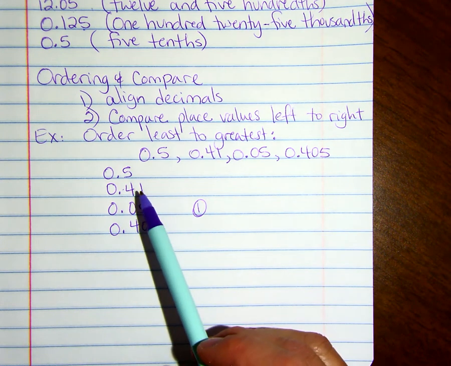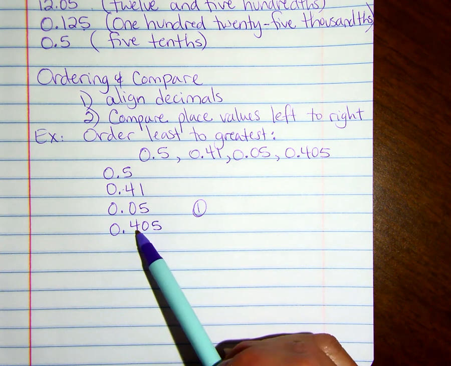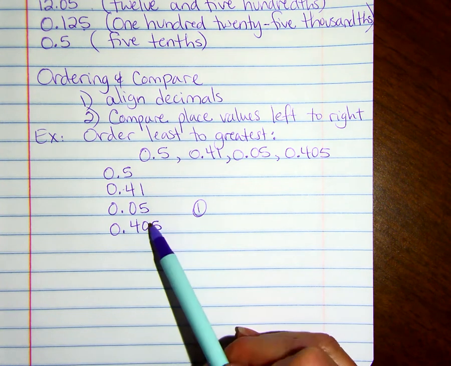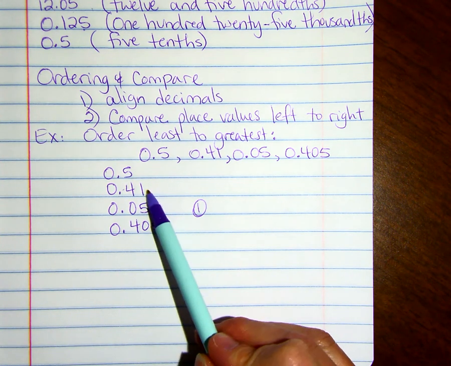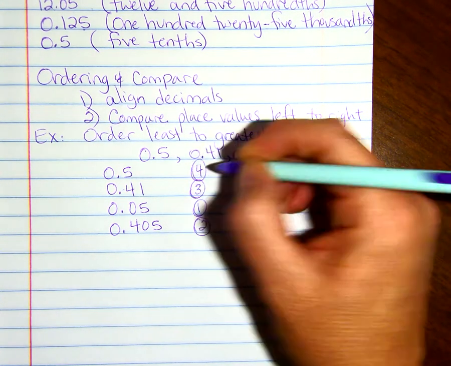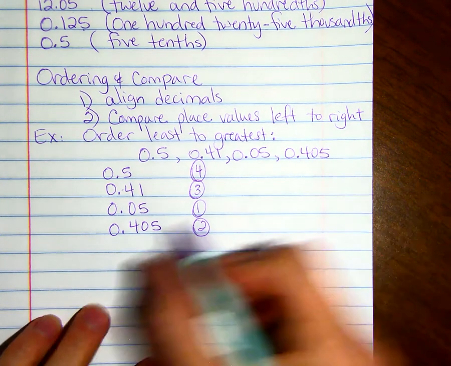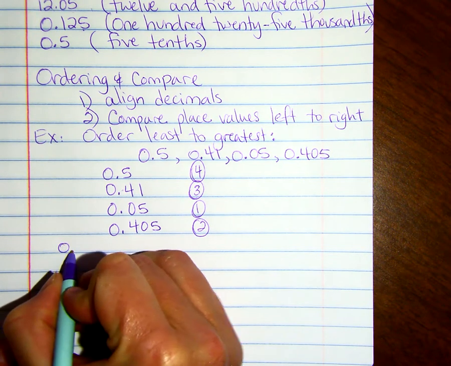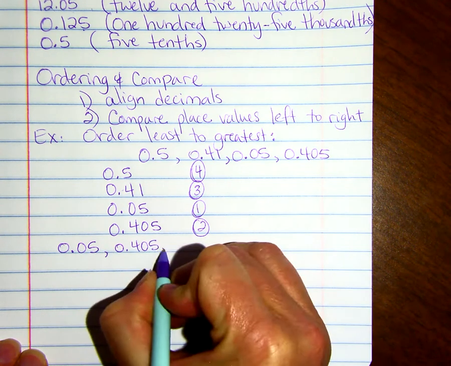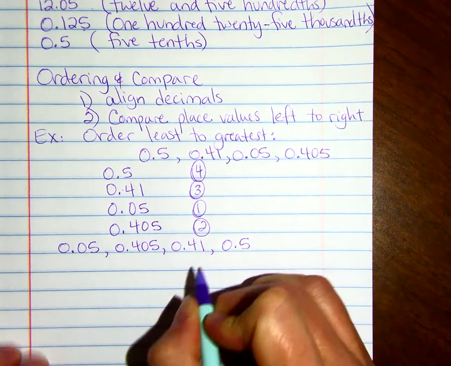Then we look at the next smaller one in this place value, which is a 4. So we have to compare these two. And we look at the next number. Since this one's a 0, smaller than a 1, then this number would be the second one, and this would be the third, and 5 tenths would be the very last one. So we would list them as 5 hundredths, 405 thousandths, 41 hundredths, and 5 tenths.